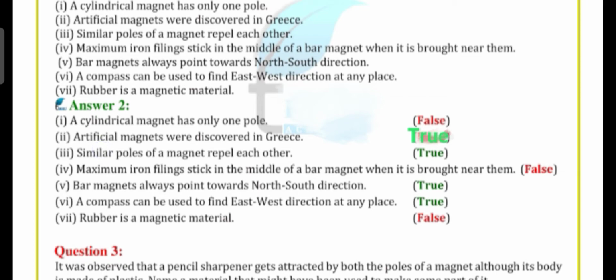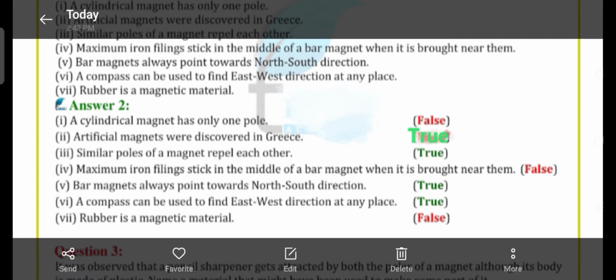Similar poles of magnet repel each other. True or false? True. Okay, because same poles, that is north and north, will repel. At the same time, south and south will repel. Repel means it will go away. At the same time, if there are opposite poles, that is north pole and south pole, then there will be attraction. So if there are similar poles, then there will be repulsion. So here it is true.